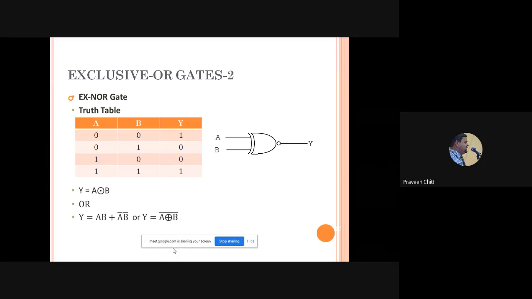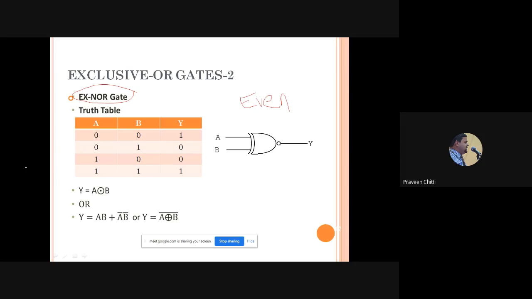Yes, sir. Is it clear? This is exclusive NOR, sorry, it is not OR, exclusive NOR. XOR gate, if you put a bubble, it becomes what? It becomes XNOR. Now, XNOR gate is called as what? Even parity indicator. Even parity indicator.